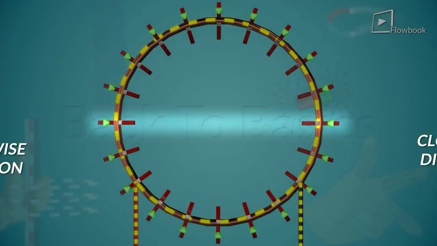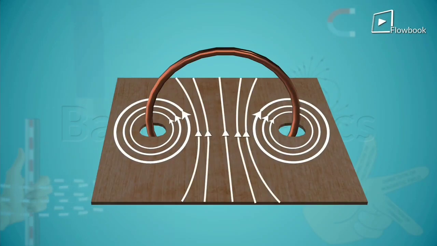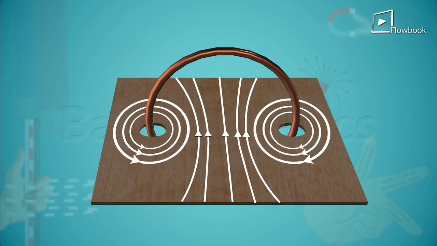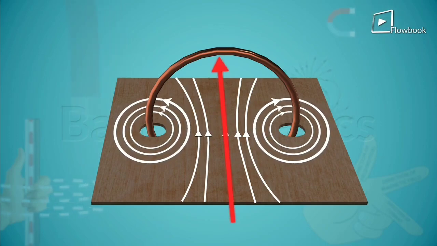But let's look at the situation within the loop. You can see that all the field lines for each point in the wire are in the same direction and add to each other. This increases the strength of the magnetic field inside the loop. So, the magnetic field within the loop is in the same direction.